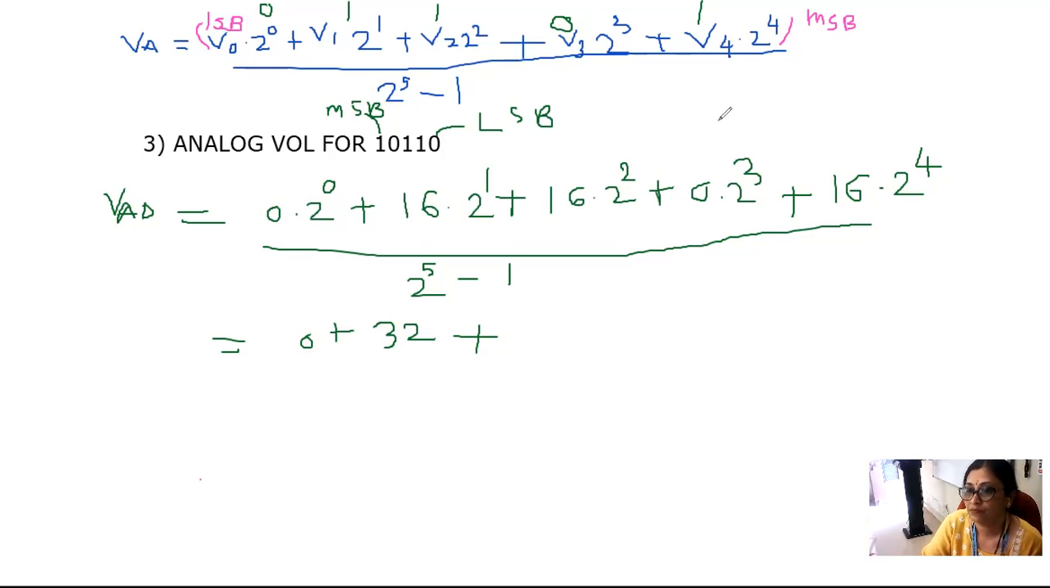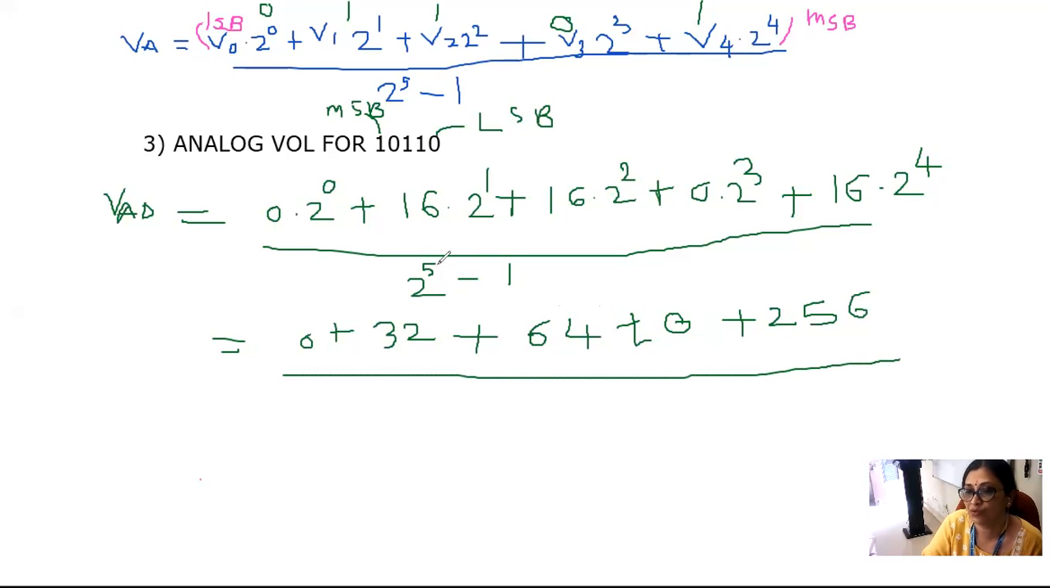So it will be 64. Now this will be 0 because 0 into 2 raised to 3 is 0, plus 16 into 2 raised to 4. What is the value of 2 raised to 4? 16. So what is 16 into 16? 256. And the whole of this is divided by 2 raised to 5, which is 32, minus 1, is 31.